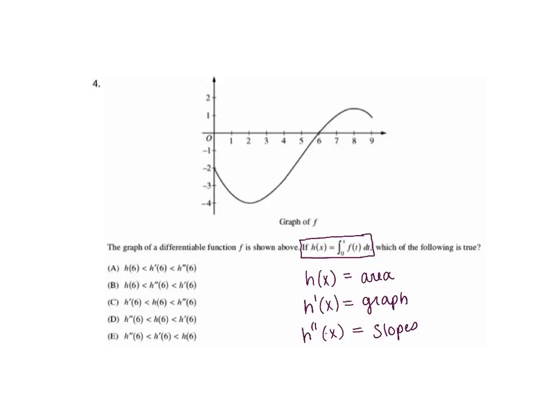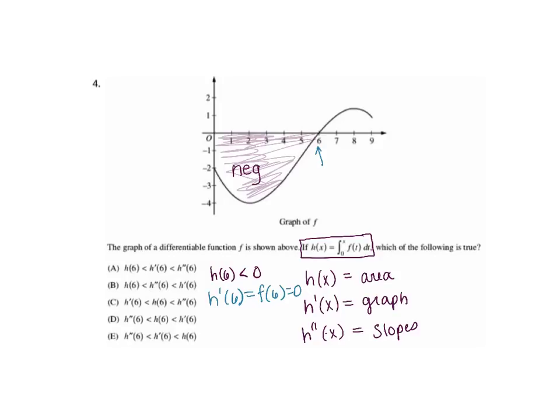So let's go through and talk about h at 6. Well, h at 6 is going to be that bounded area. And notice this bounded region, all of that is below the x-axis, so I know all of that is going to be negative. So h at 6 has got to be less than 0. Then let's look at h prime at 6. Well, h prime at 6 is equal to f at 6, and f at 6 we see is going to be 0.